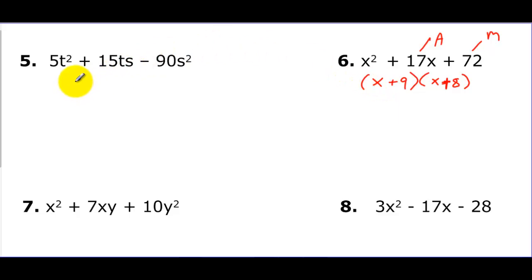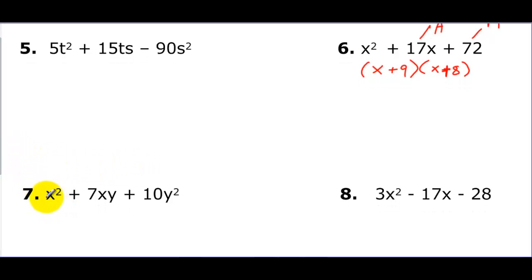Okay? Problems like number 5 and number 7 look a little bit more complicated. I'm going to hold off on 5 for a second and look at 7. You notice the difference between 7 and 6 is just the extra y in the middle and the extra y squared at the end. We're going to ask what numbers multiply to 10 and add up to 7. This is still my multiply number and my add number. So 5 times 2, 5 plus 2.